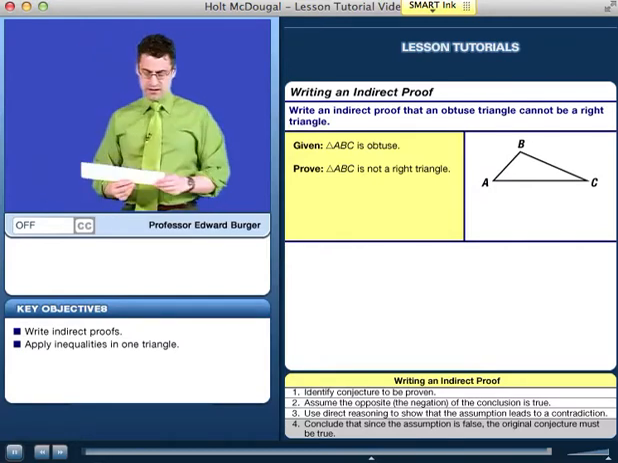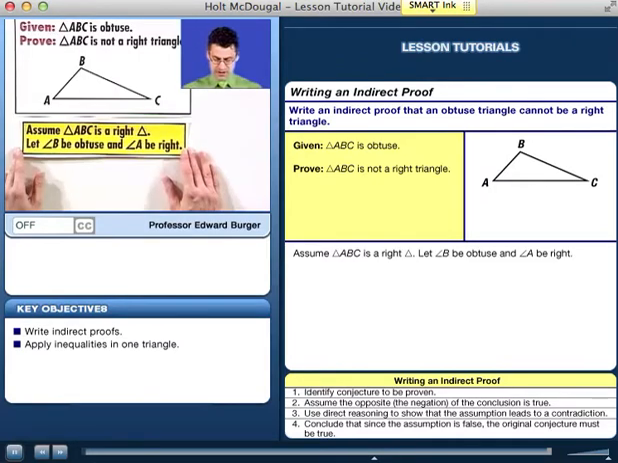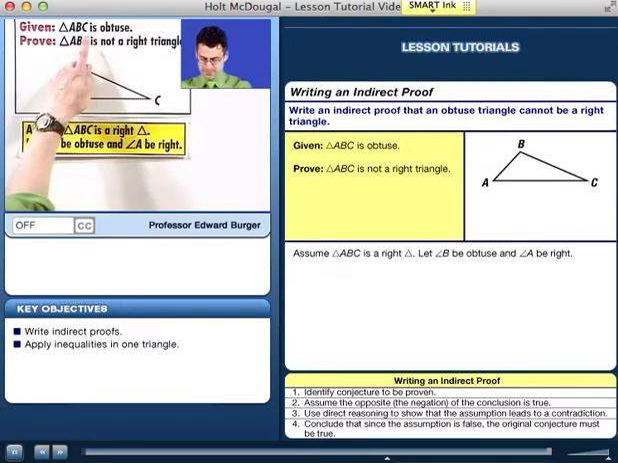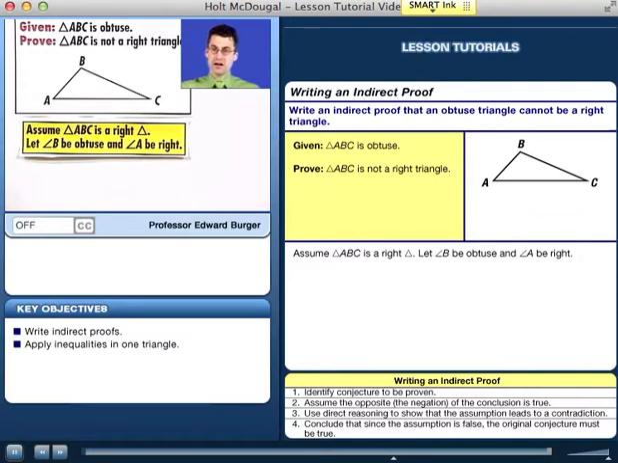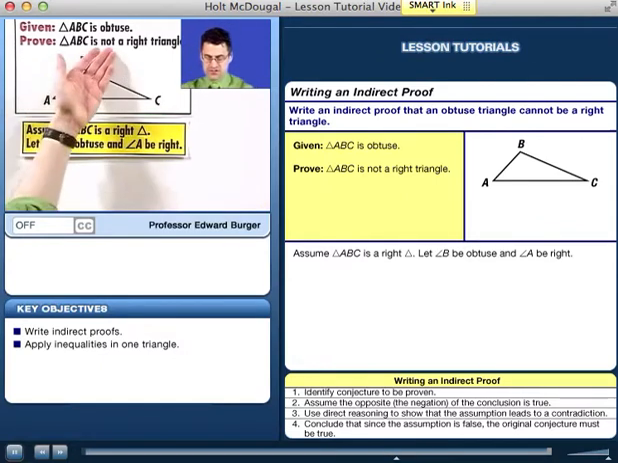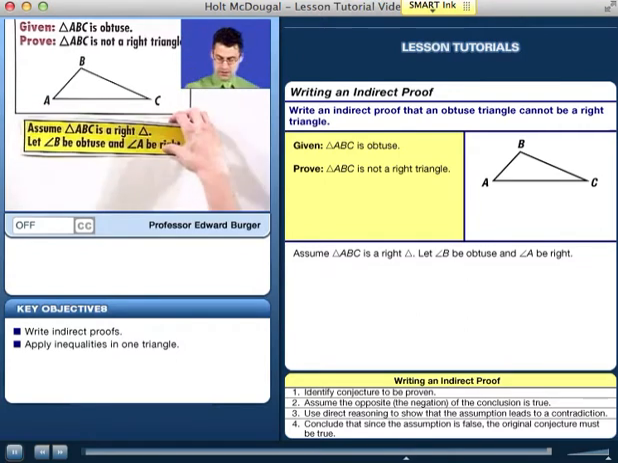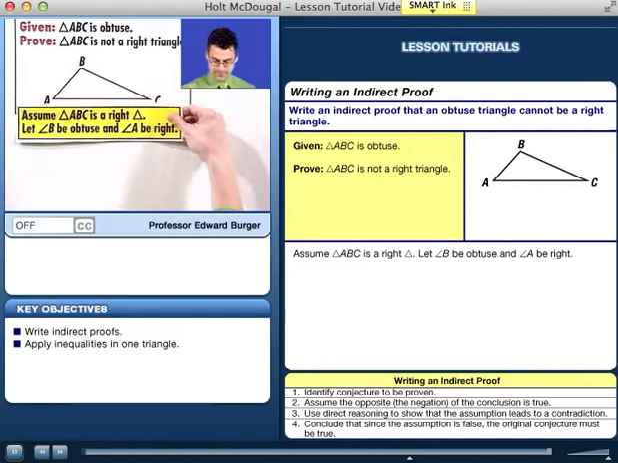So what we're going to do here is assume that triangle ABC is a right triangle. And let's let B be the obtuse angle, which we know exists from our given. And angle A, we will assume, is the angle known to be right, since we're assuming that, in fact, the triangle is a right triangle. Okay. So now let's take a look at some reasoning here.